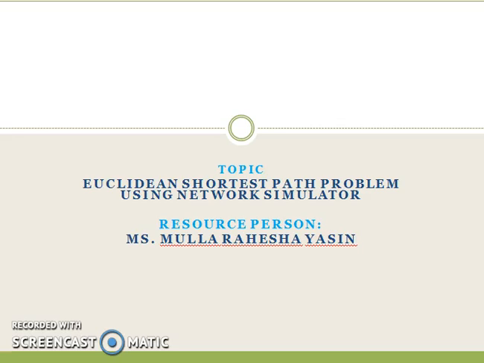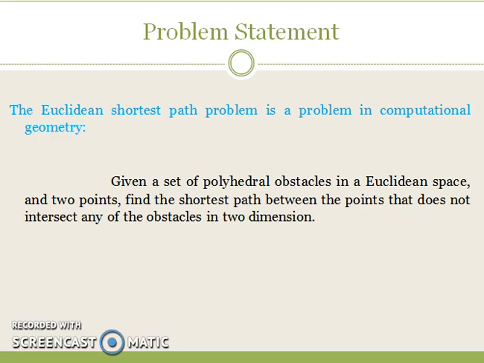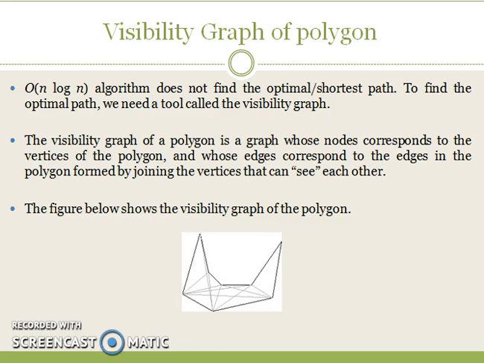The topic which we are going to discuss is Euclidean shortest path problem using network simulator. The problem statement: the Euclidean shortest path problem is a problem in computational geometry. Given a set of polyhedral obstacles in a Euclidean space and 2 points, find the shortest path between the points that does not intersect any of the obstacles in 2 dimensions.